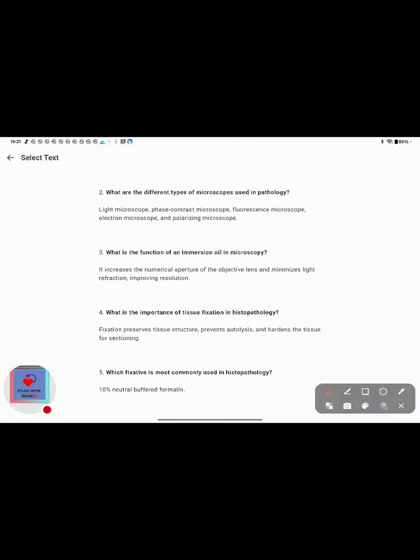You can use light microscope, phase contrast, fluorescence, electron microscope and polarizing microscope. Five types of microscope. The electron microscope is very big, so it occupies the whole room. Light microscope and phase contrast are the simple ones.